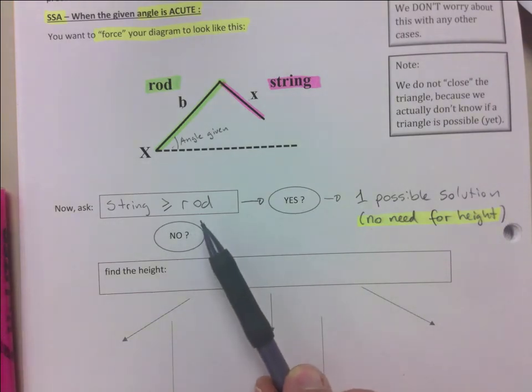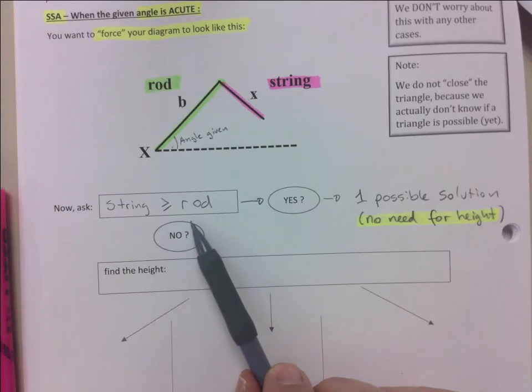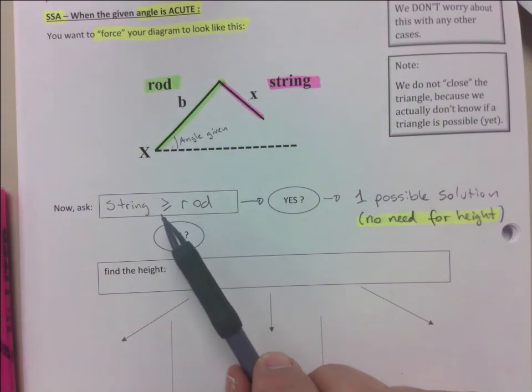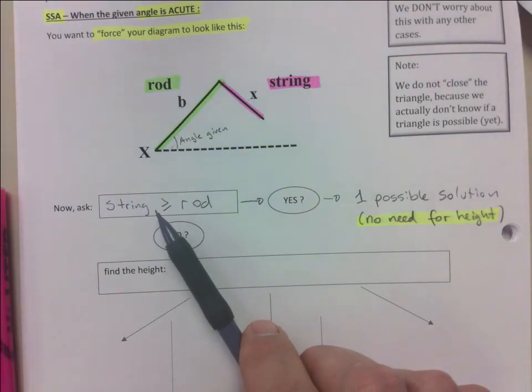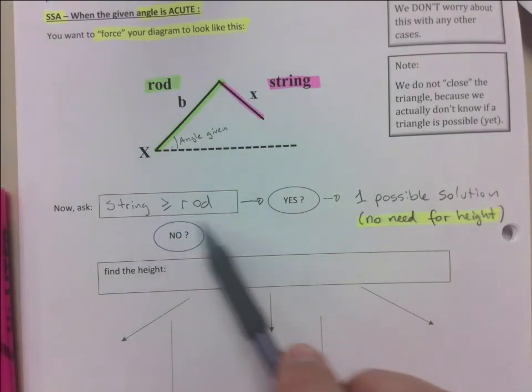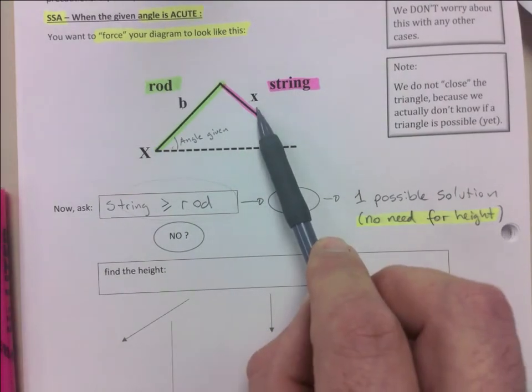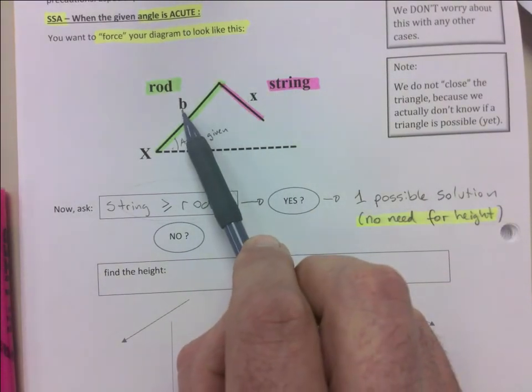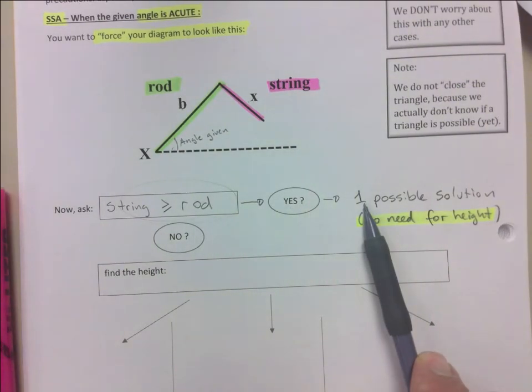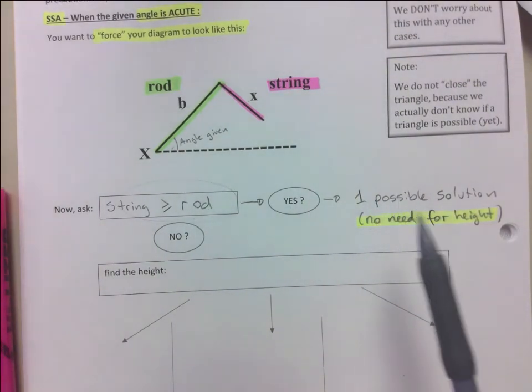I'll tell you this. Up until this point, guys, every single case, listen to this, I made sure every single case was this case, where the string was longer than the rod, every single time. So every single one of our solutions had only one possible solution. Okay?